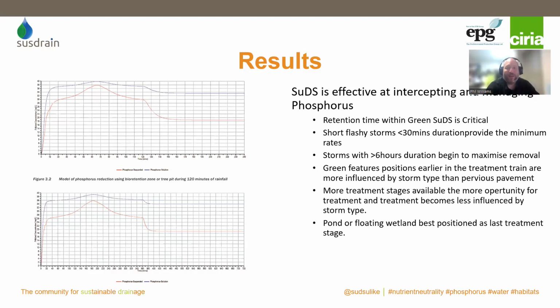So the SuDS was really effective at intercepting and managing phosphorus. One of the critical things was retention time within the green SuDS. Short, flashy storms, which cause the water to move through those green SuDS, the swales, the rain gardens, etc., quickly, had the minimum amount of pollution removal, whereas if it was a longer period storm and the water didn't move through those green SuDS as quickly, you were maximizing the amount of phosphorus removal, which is obviously as most people would expect.